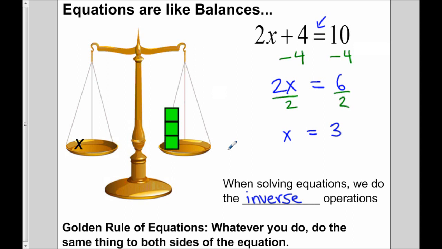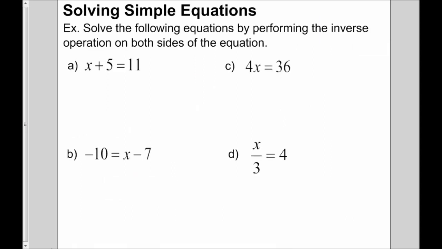And this leads us to the golden rule of equations. Whatever you do, you do the same thing to both sides of the equation. You notice that the green writing here is on both sides because we're always doing the same thing to both sides. All right, so let's take this back to the realm of theory here.